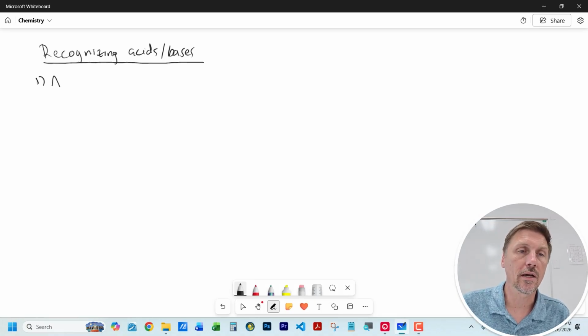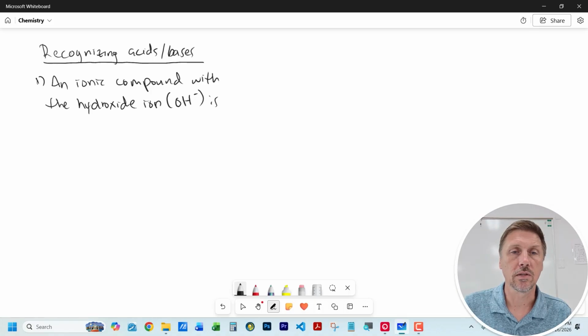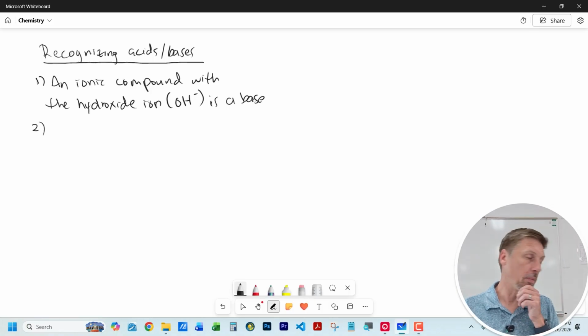So an ionic compound with the hydroxide ion, and remember that hydroxide ion is OH negative, is a base. You don't have to question it. You don't have to wonder whether or not it is. If it's got the hydroxide ion, it is a base.